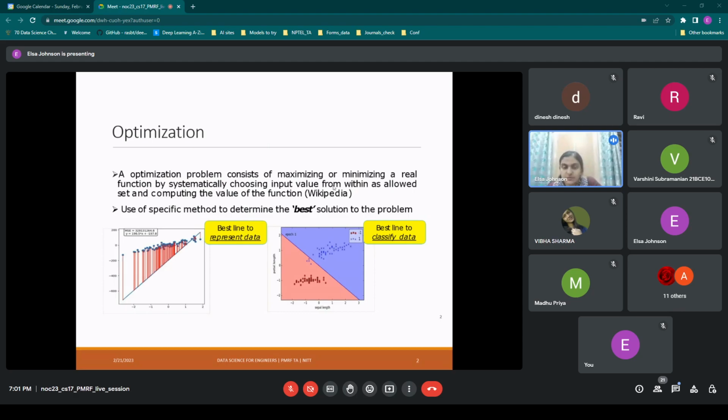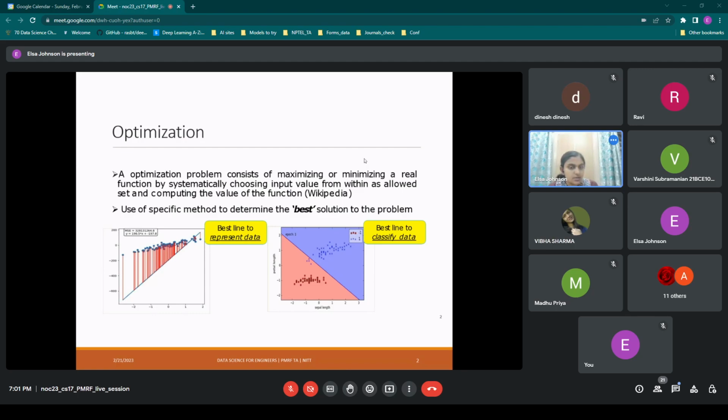You might have seen this in your pre-recorded lectures also. The Wikipedia definition is that it consists of maximizing or minimizing a real function by systematically choosing input values from within an allowed set. So it's the use of a specific method to determine the best solution. Can you tell me why we use optimization or how it is related to a data science problem? You can see the figures there, right?